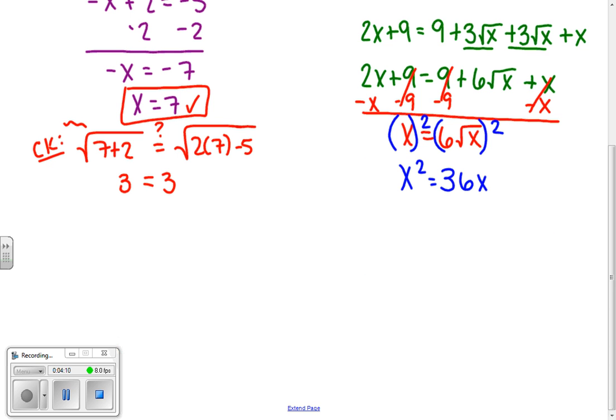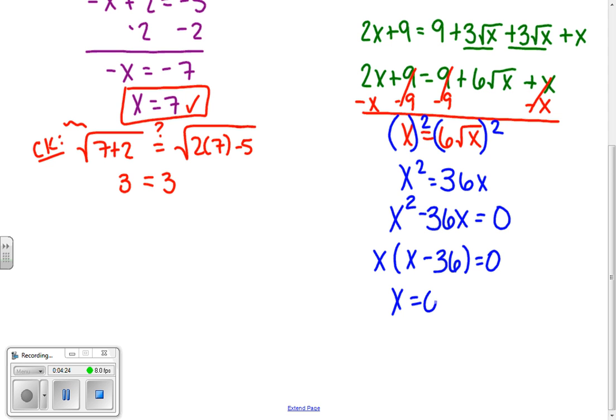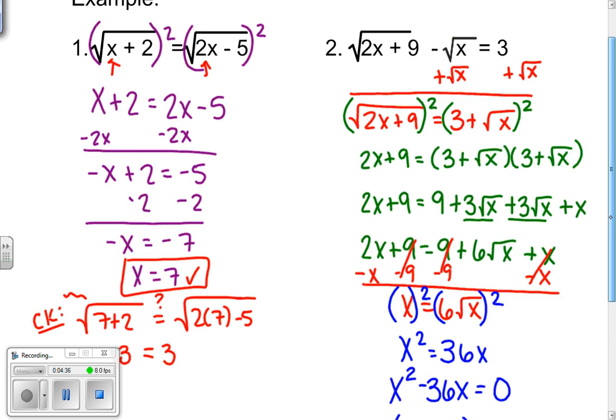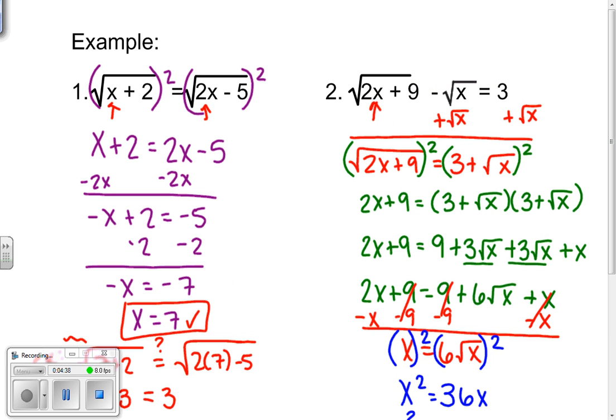In any quadratic, get it equal to 0 and see if you can factor. Subtracting 36x from both sides gives me x squared minus 36x equals 0. Factor out an x and solve. I get x equals 0 and 36. So the 0 and 36 need to be checked, so I'm going to do that next. I'm going to check the 0 first. That means I'm putting a 0 right here and right there.